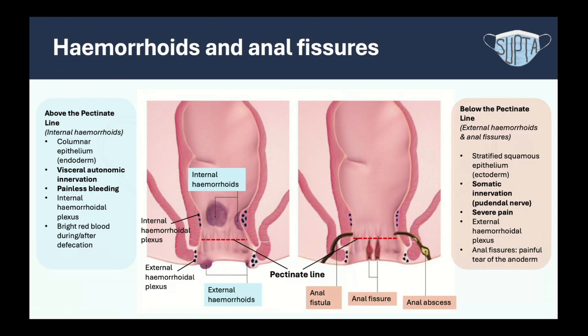Hemorrhoids are basically abnormally dilated veins that form when the veins in that plexus become stretched or swollen. And because of the visceral innervation, they usually present with painless and bright red bleeding during or after defecation, but they usually don't complain of pain.